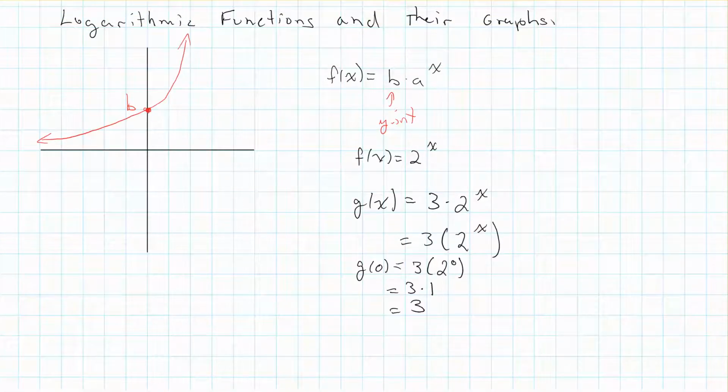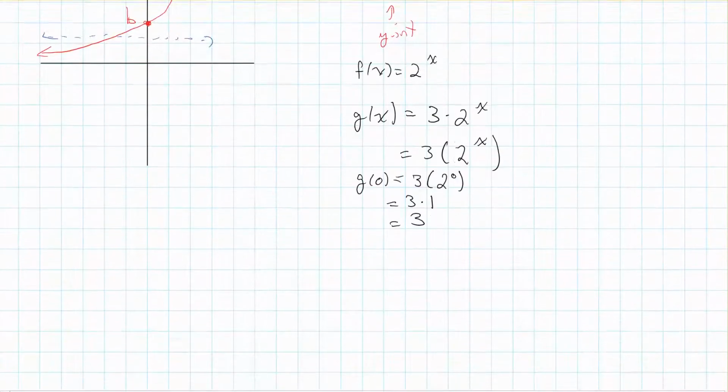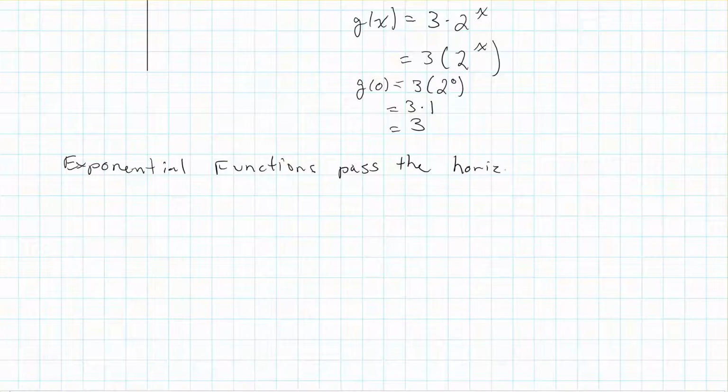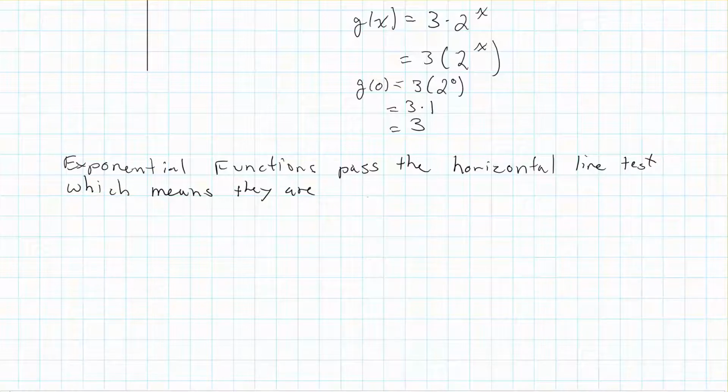Okay, now what else should we talk about with exponential functions before we talk about logarithmics? Well, notice here that the exponential function passes the horizontal line test. Well, what does it mean if it passes the horizontal line test? So let's write this down here. Exponential functions pass the horizontal line test, which means they are one-to-one and have inverses.